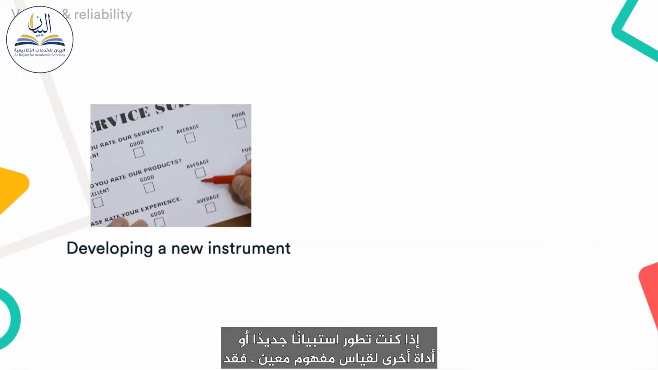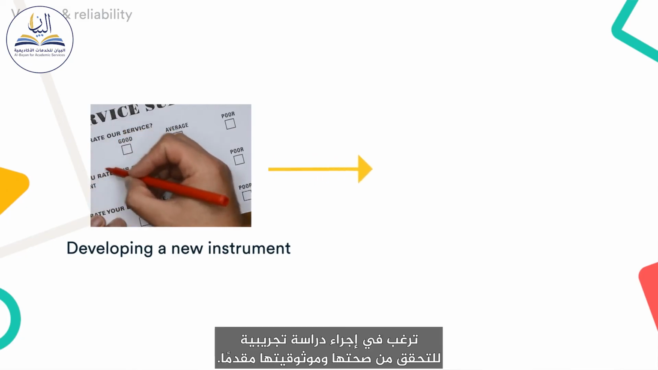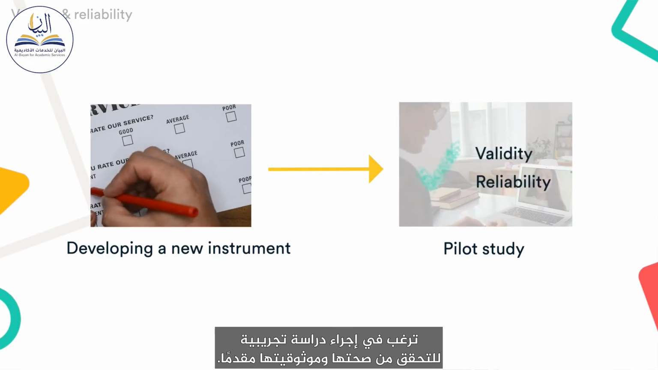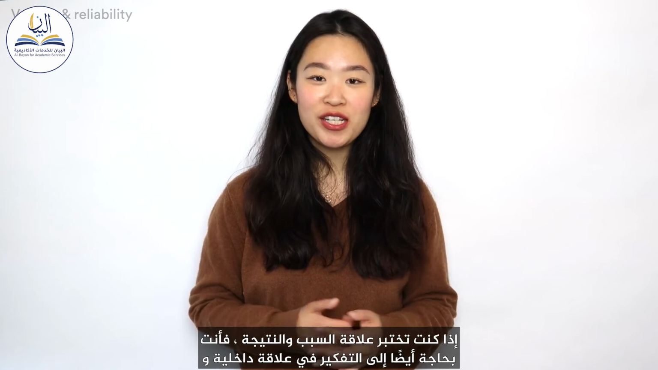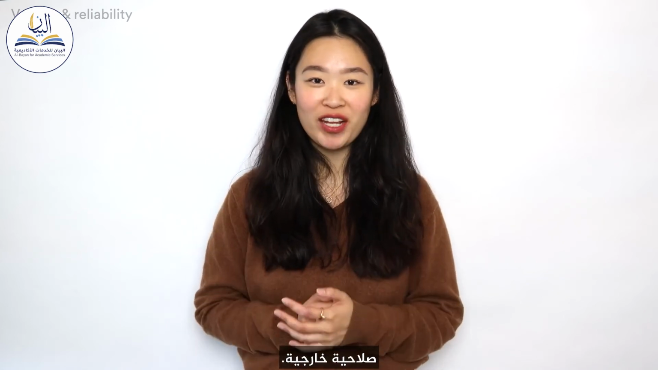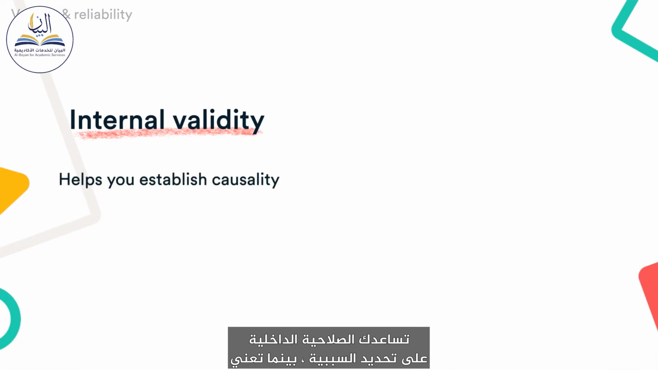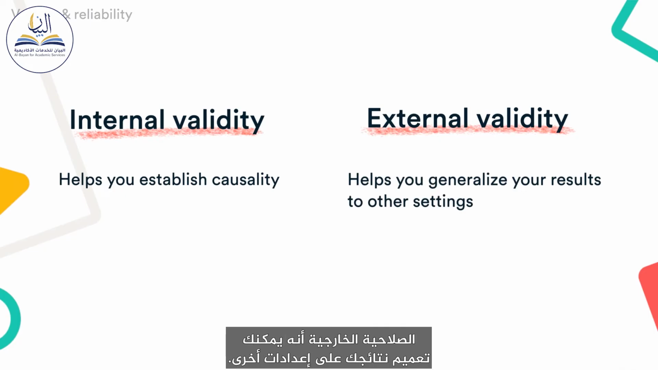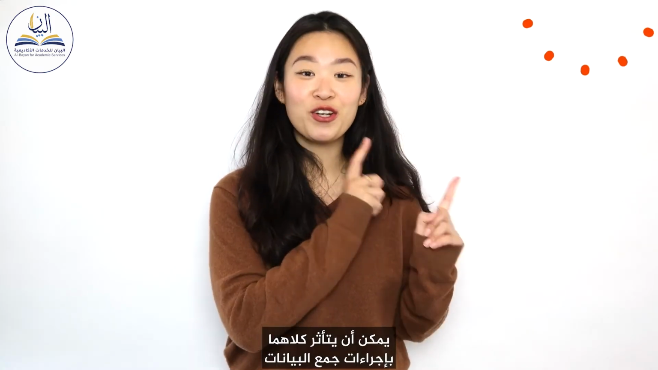If you're developing a new questionnaire or other instrument to measure a specific concept, you might want to run a pilot study to check its validity and reliability in advance. If you're testing a cause and effect relationship, you also need to think about internal and external validity. Internal validity helps you establish causality, while external validity means you can generalize your results to other settings. Both can be impacted by your data collection procedures. Check out our article to learn more.